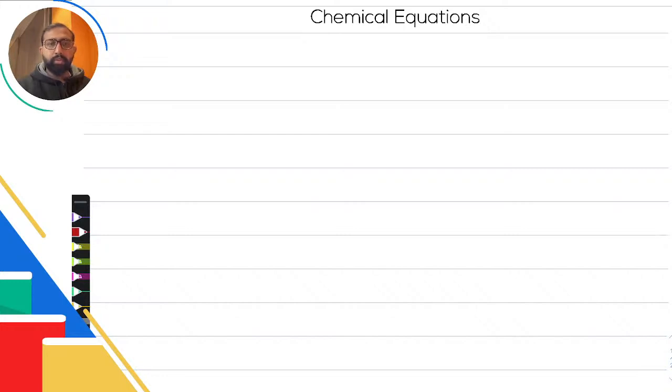Alright, so today what we're going to talk about is basically chemical equations. Now, the thing with chemical equations is that they represent the way chemists really communicate with each other. We have already studied the words for it.